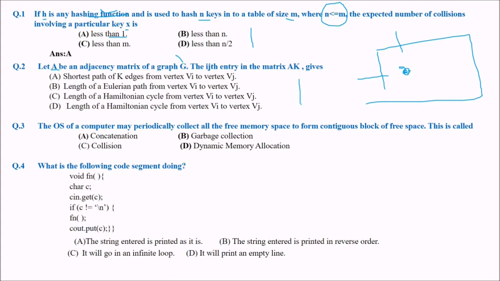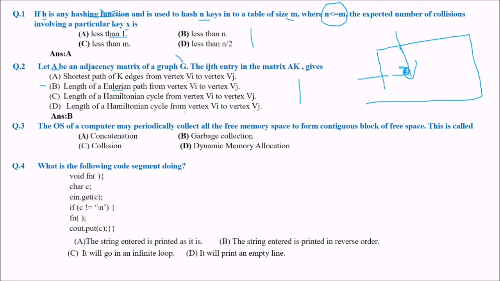Can you answer this? Eulerian, Hamiltonian, etc. These are the options for you. The answer is the length of the Eulerian path from vertex Vi to Vj. So in the adjacency matrix, any entry would give the Eulerian path.